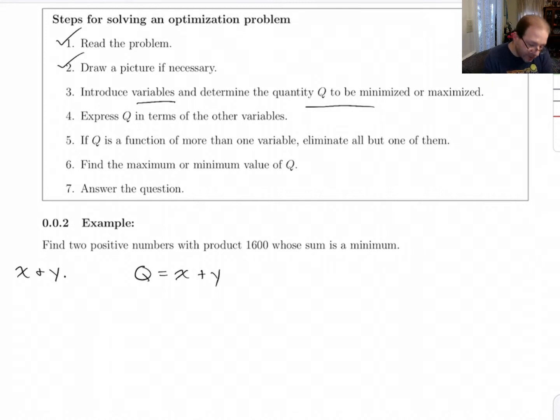Express q in terms of the other variables. If q is a function of more than one variable, eliminate all but one of them. Okay, on this one, q is x plus y. So we need to somehow get rid of one of those. Let's eliminate y.